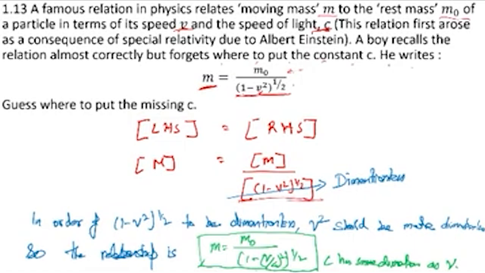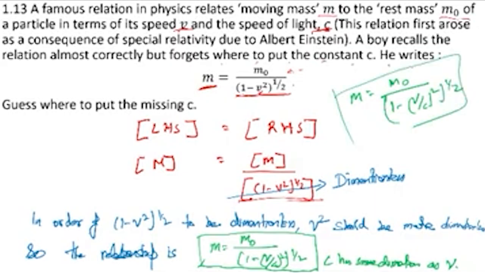So this is the correct relation. The correct relation should be m equals m naught upon square root of 1 minus v by c whole square. This should be the correct relation.